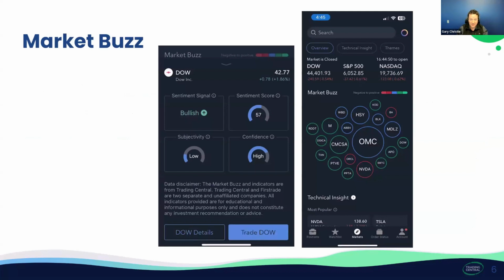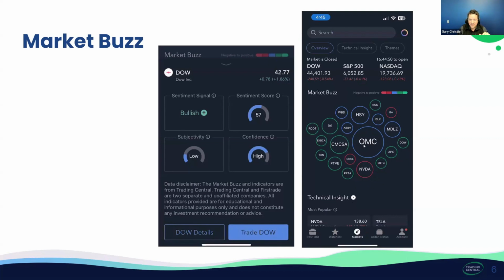So what are we talking about today? The first thing we're going to talk about is market buzz, and you can follow along, by the way. I encourage you to log in and go to the Firstrade mobile app. Nice and easy. On the markets tab, you'll see right away the splash page is market buzz. This is Trading Central powered, right? And you'll see all these indicators on the chart here. These are all symbols. And I did this maybe a week ago, so of course, this is going to look different today.